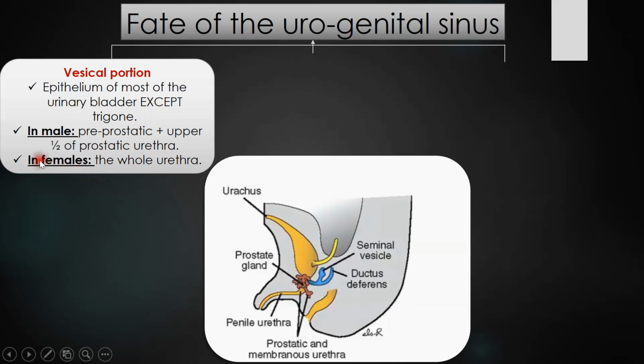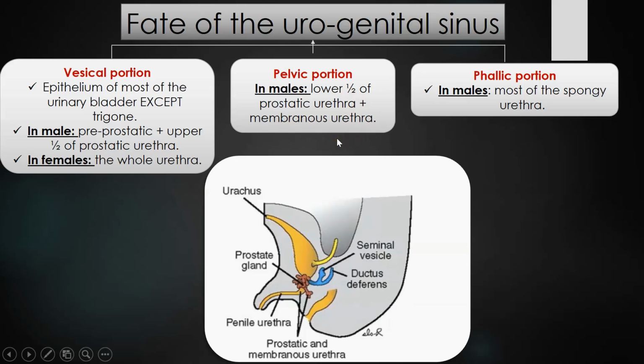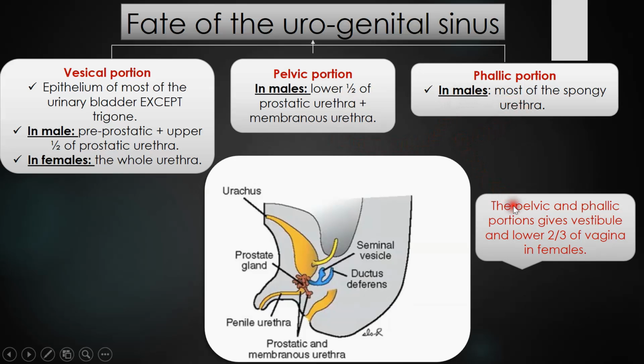What else? It will give, in males, the pre-prostatic and upper half of the prostatic urethra, while in females it will give the whole urethra, as it's shorter and has only one part. The second part is the pelvic portion, which will give the lower half of the prostatic urethra and the membranous urethra in males, while the phallic portion will give most of the spongy urethra. The pelvic and phallic portions in females have nothing to do with the urethra. They will give the vestibule and the lower two-thirds of the vagina.